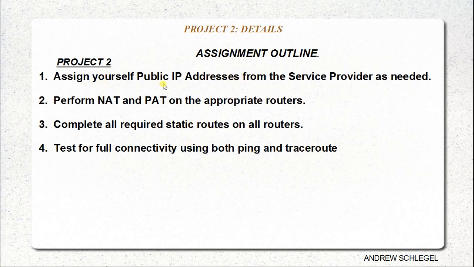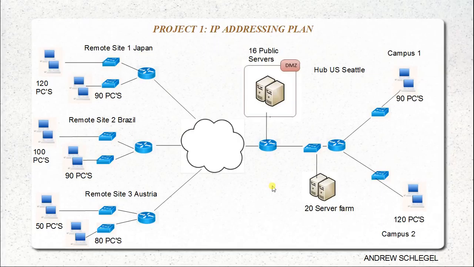So this is the steps or the outline. You want to assign yourself public IP addresses from the service provider as needed. Perform NAT and PAT on the appropriate routers. Complete all required static routes on all routers and test for full connectivity using both extended ping and extended traceroutes. So here's the network.